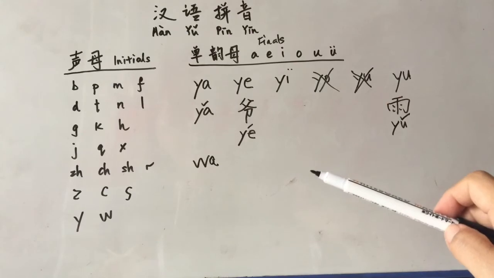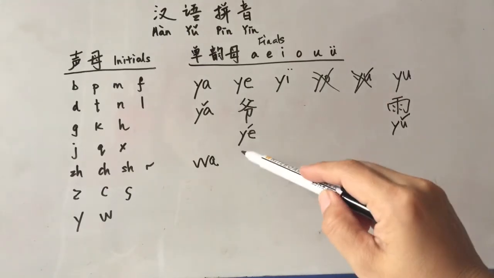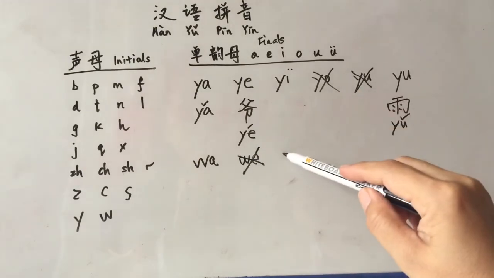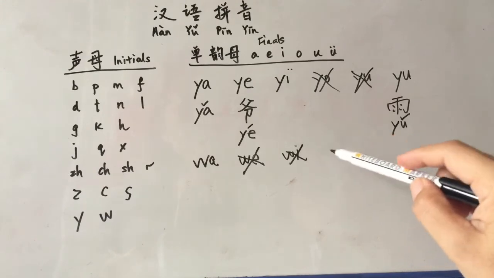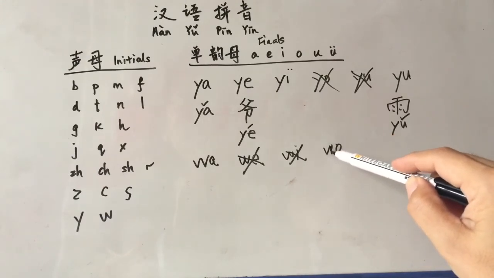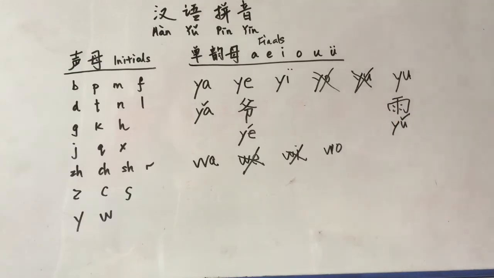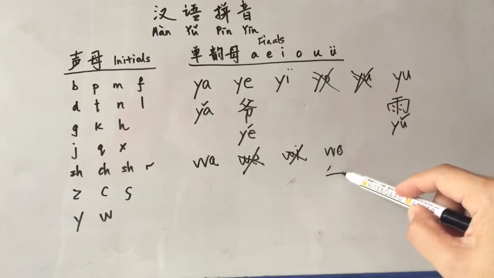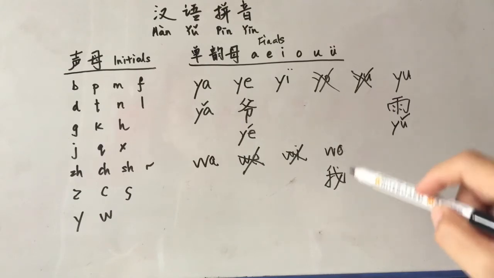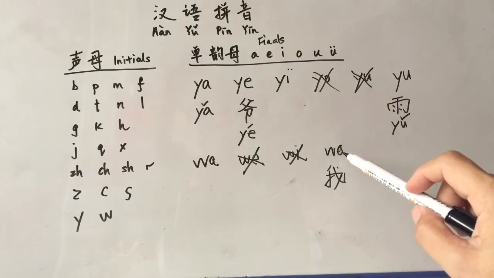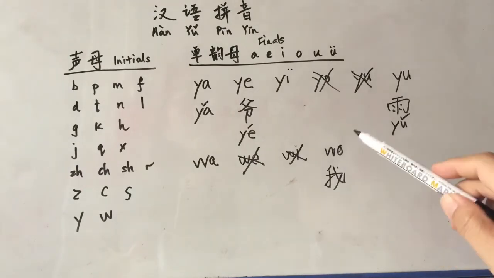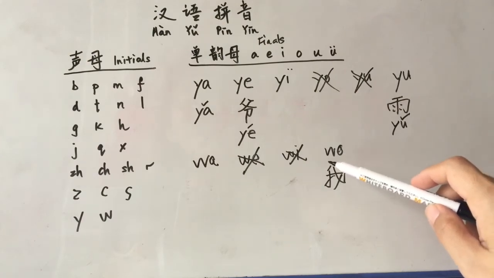Okay, after finishing that, let's proceed to W. W and A, wa, wa. W and I, we don't have this one. Okay, this one is very common. Sorry, this is wo. This is wo. W and O. So you get the sound wo.